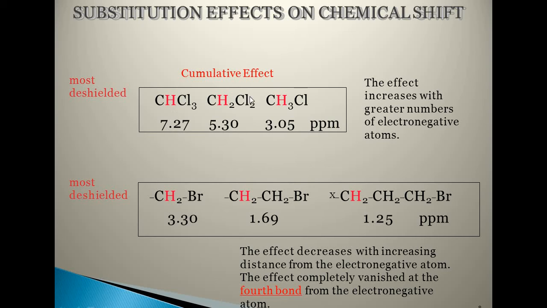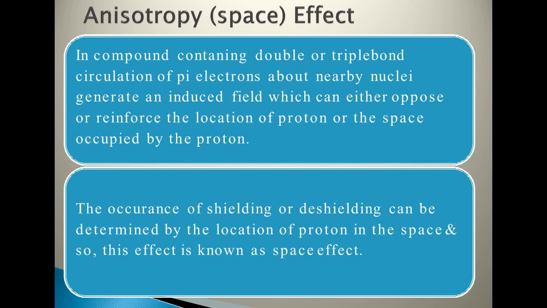So the substitution effect, we can review that if we add more electronegativity groups, then the delta value is shifted towards the higher value. And the more distance from the electronegativity group, the delta value is less. But the limit of this is only 3 bond. At the position of a 4 bond, it will be negligible.